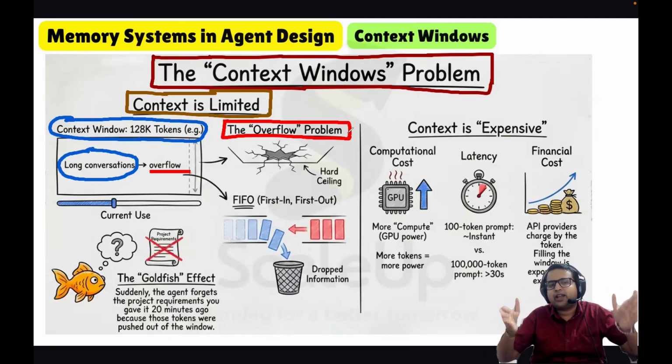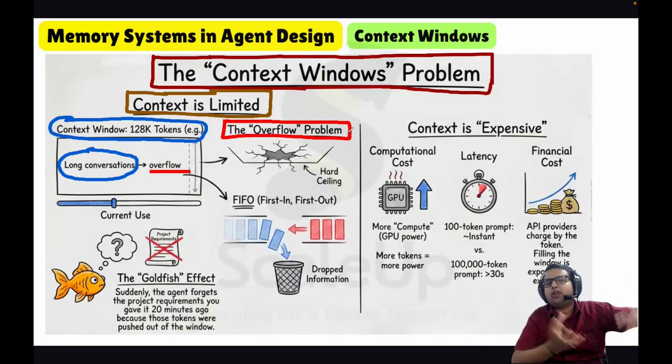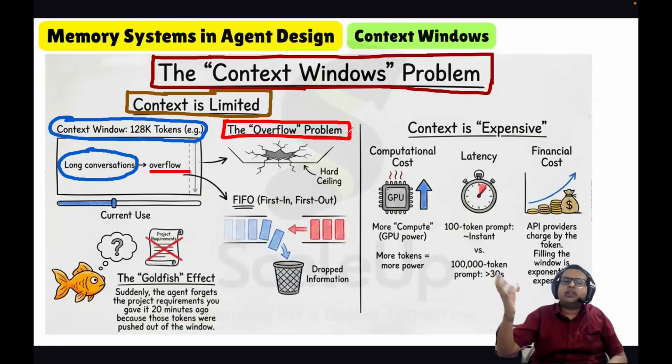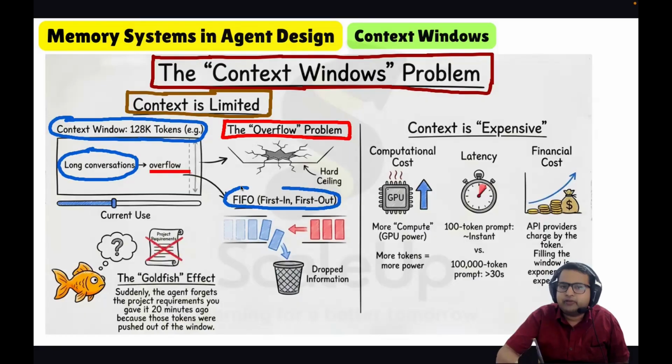When the window gets fully filled, it overflows, and we have to make room. We have to make some space so that we can keep on adding the incoming information. The context window follows first in, first out. So the idea is that whenever the overflow occurs, the oldest information gets flushed out.